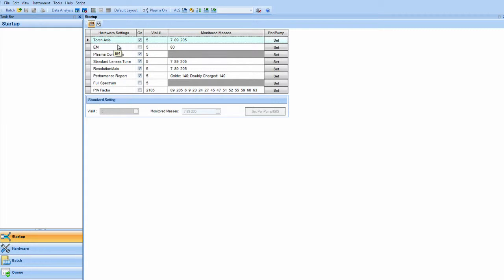The startup protocol has several parameters that the instrument will do for its tuning function. Those parameters are the torch axis, which is the horizontal and vertical torch positions; the EM, which is the electron multiplier detector; the plasma correction, or HMI correction; the lenses; the resolution axis, or peak shape; a performance report on the Agilent 8800 factory specs; full spectrum, so you can analyze a sample on startup; and pulse analog factor, which keeps your linearity over 9 orders of magnitude.